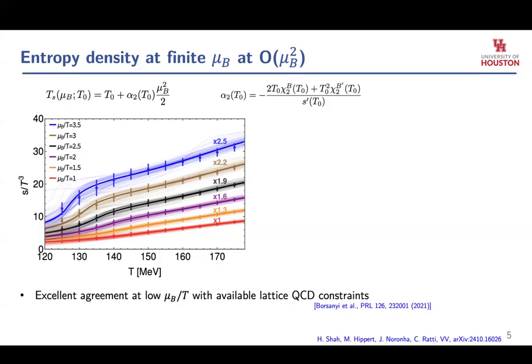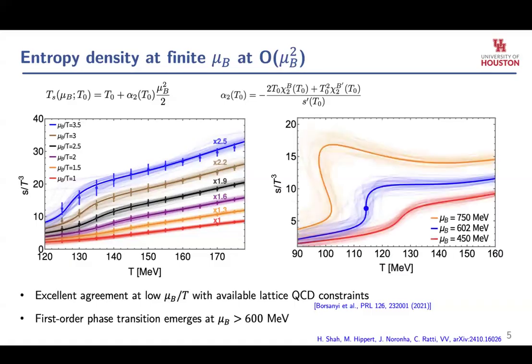We first start at small values of mu_B over T, because at small mu_B over T we can compare the results to available constraints from lattice QCD. So this is mu_B over T of 1 up to 3.5. The solid line is the average value. A bunch of these semi-transparent lines is error propagation. So we sample a propagation of lattice error bars to have an idea how far we can go. We have excellent agreement with available constraints at small mu_B over T.